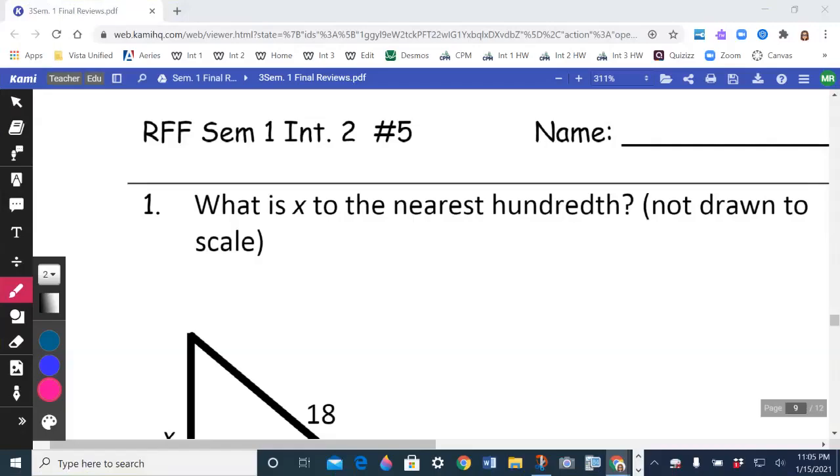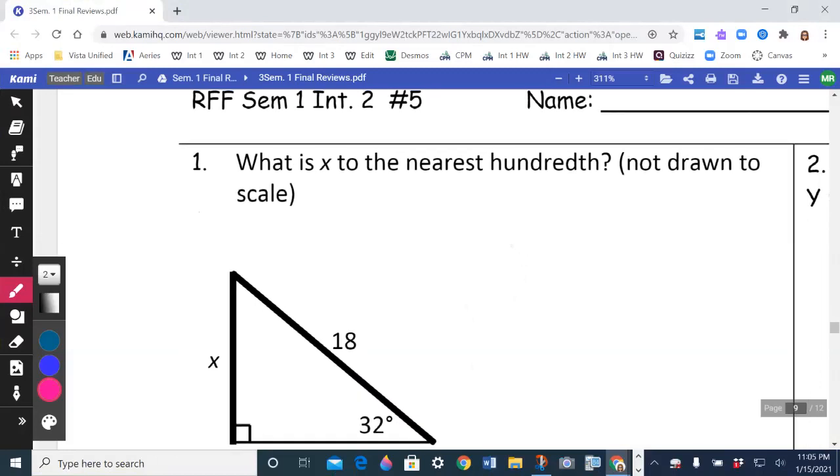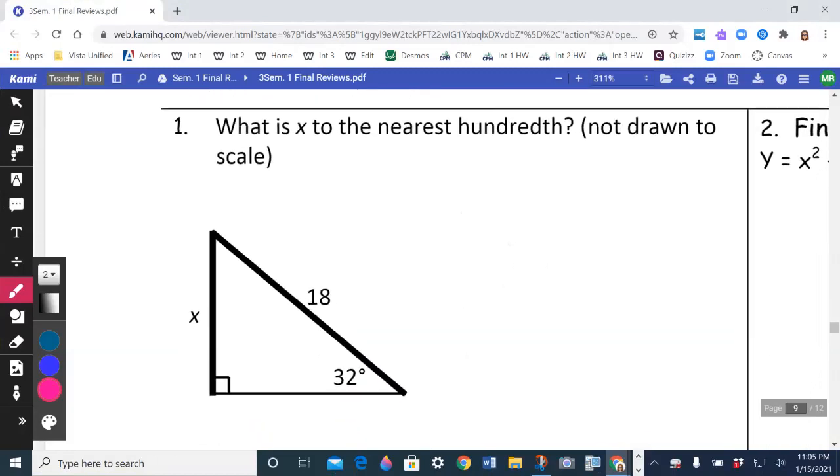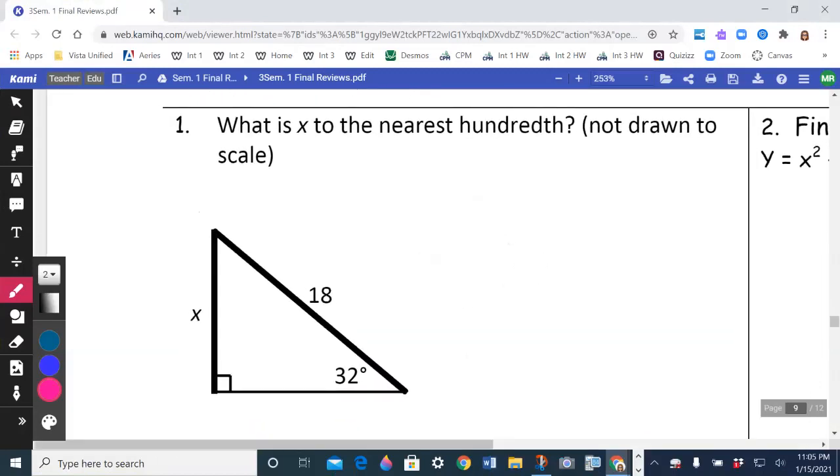So this video is Integrated Math 2 Analysis, RFF number 5 for semester 1. Okay, so on number 1, we want to find x to the nearest hundredth. That means two numbers after the decimal, accuracy. This is 32 degrees. From 32 degrees, this x is opposite, and the 18 is your hypotenuse. So we have SOHCAHTOA.